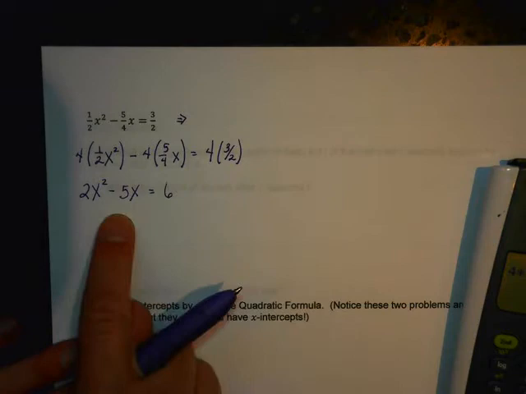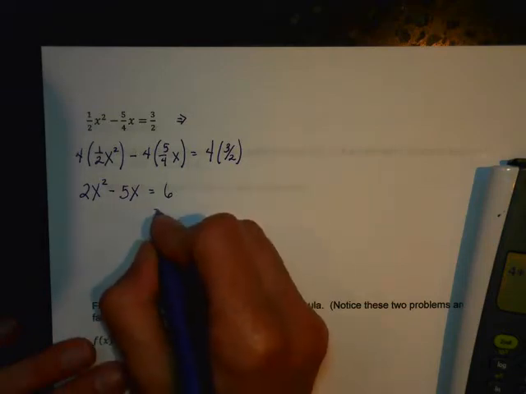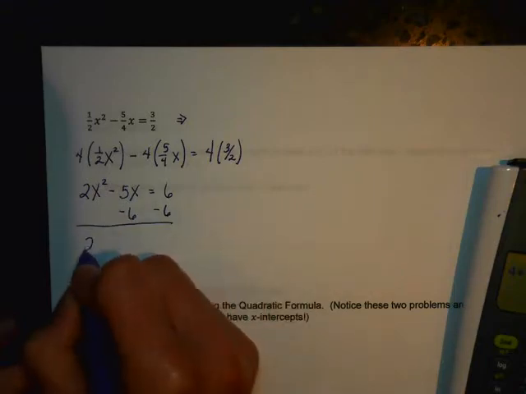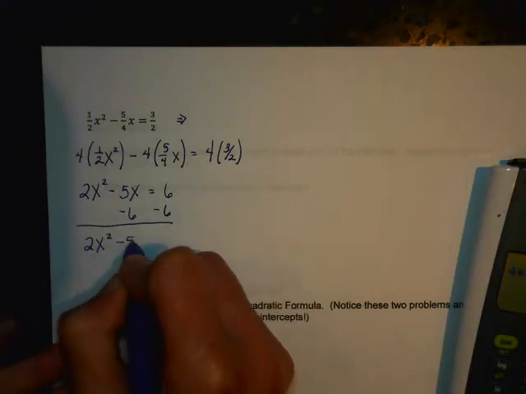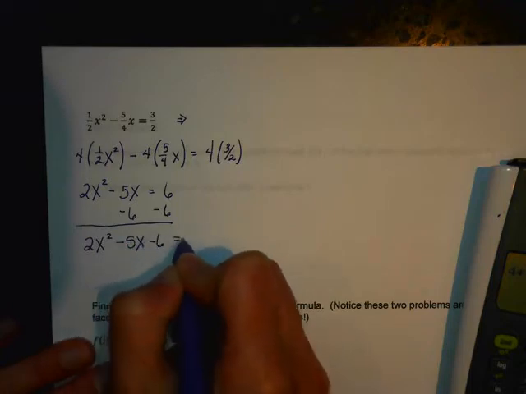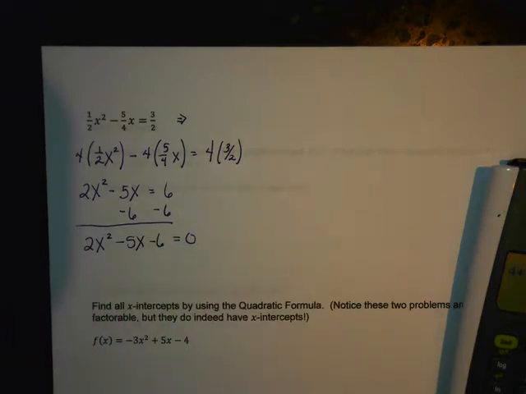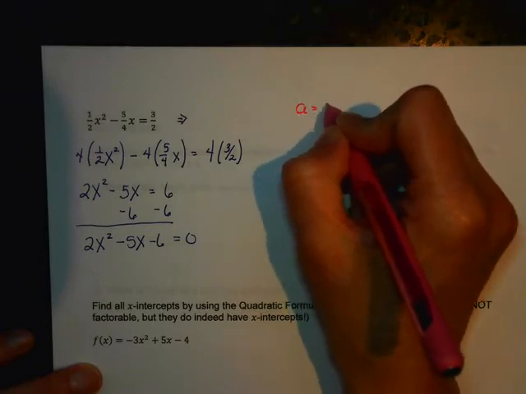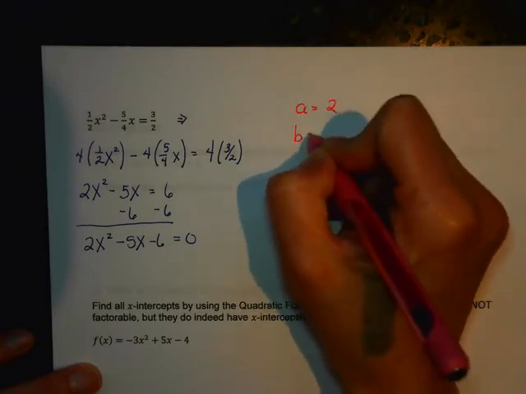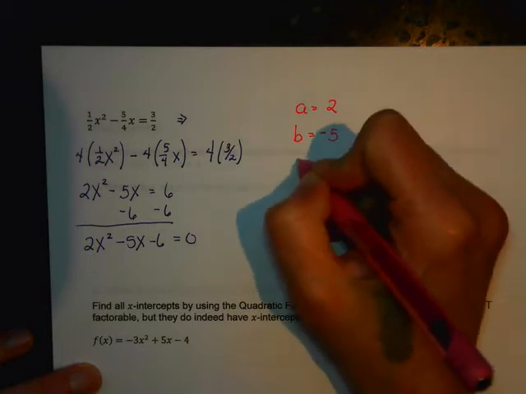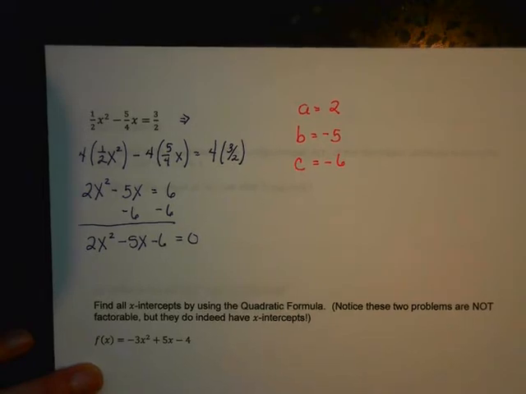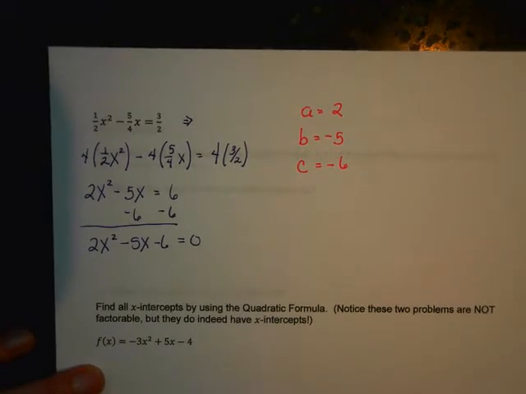So let's subtract 6 because we have to get this equal to 0 before we can make our A, B, and C assignments. And once again, the B value is negative. I don't know why I did that. Randomly picked those out of my math lab. All right, so A equals 2, B equals -5, and C equals -6. So why don't you pause the video and try popping those into your quadratic formula and see if we get the same thing.